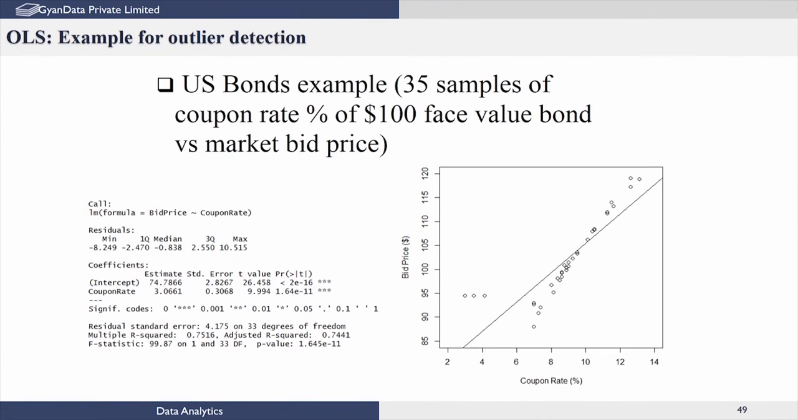So, you would presume that the bond which has a higher interest rate would have a higher market price. So, there might be a linear correlation or linear relation between the market price and the interest rate for that bond. Here there are 35 samples that are obtained.